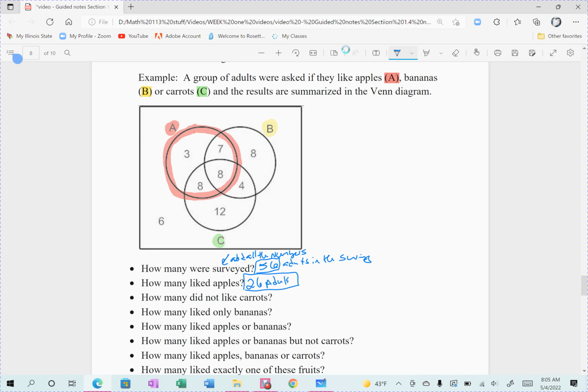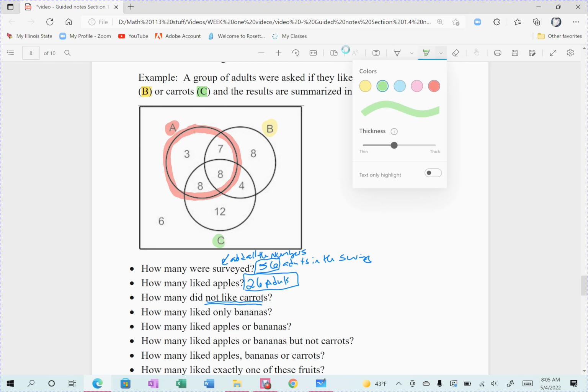How many did not? So this is we don't like carrots. So outside of the carrot circle. Remember the carrot circle is the one I've highlighted. I'm going to highlight here in green. All right, so there's my carrot circle.